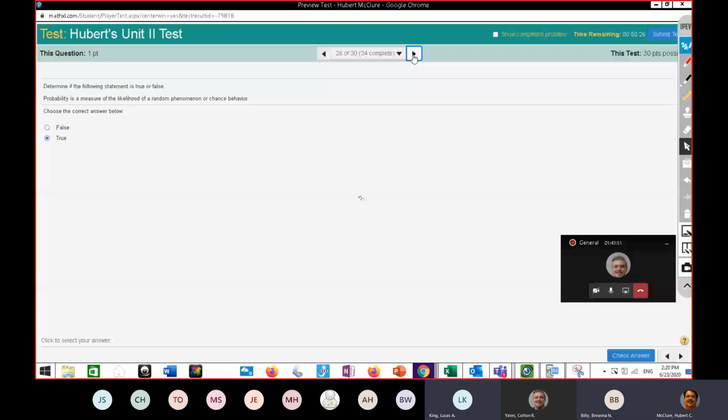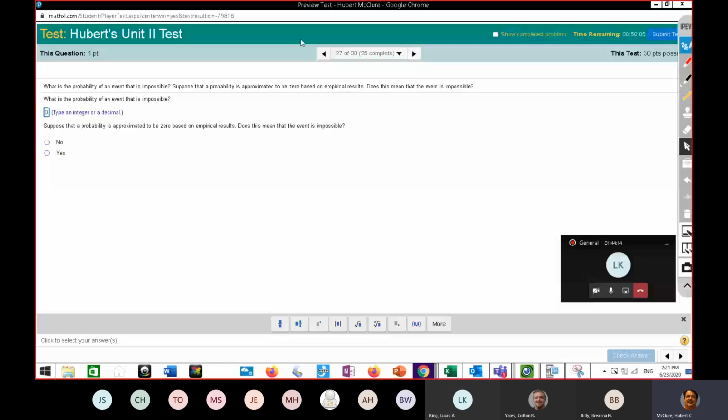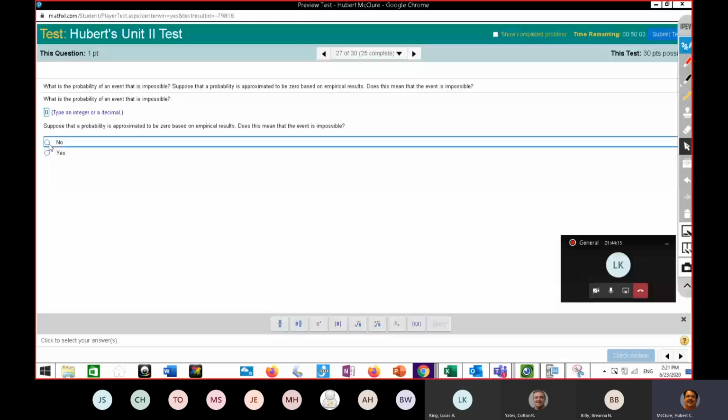What is the probability of an event that is impossible? Remember this, I told you this. Birth control. Suppose that probability is approximated to be 0. Does this mean that an event is impossible? No. 0 means impossible. Does it mean that it can't happen? No.